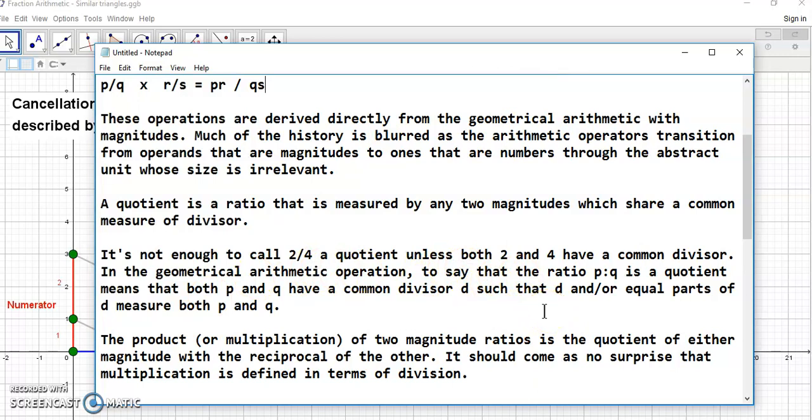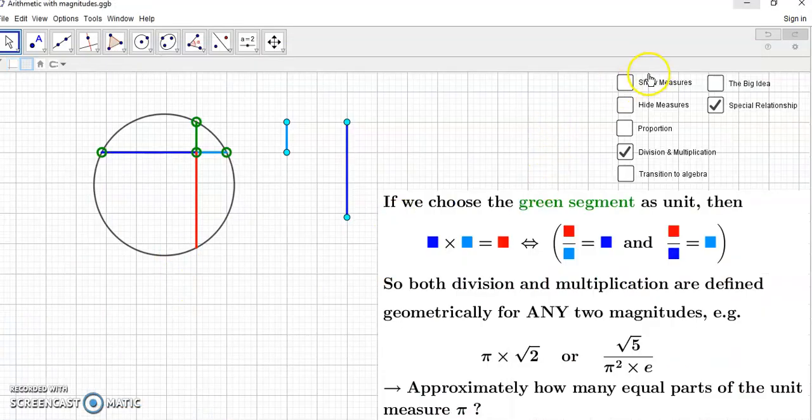So in the geometrical arithmetic operation, in order to say that the ratio P:Q is a quotient, means that both P and Q have a common divisor D, such that D and or equal parts of D measure both P and Q. So as you saw in the very first diagram that I gave you, this one here where we were trying to measure pi, or this magnitude which represents pi with a unit, we don't actually have a magnitude that is described by a number. In other words, it's approximately 7 parts with a little bit over, equal parts of the unit.